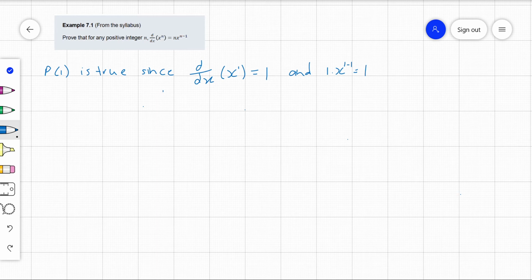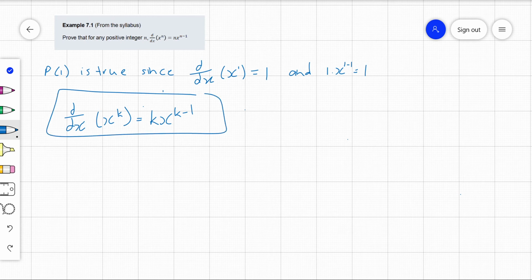So remember, next we will assume that P of k is true for some arbitrary k, integral k, which is greater or equal to 1. So our assumption, and I won't write it all down, just the bit we need. So d by dx of x to the k, we know is going to be kx to the k minus 1. Alright, so this is what we're going to use. So what are we required to prove? And I'm going to do it over here so I have room.